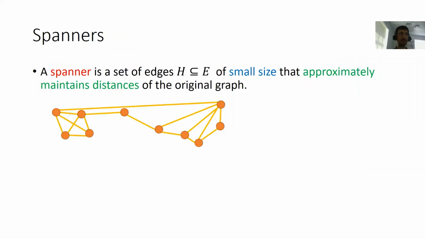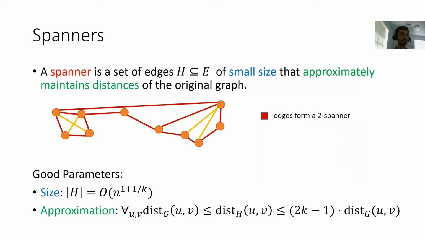So what is a spanner? A spanner is a small set of edges that approximately maintains the distances of the original graph. So let's take an example. Here in this graph, the red edges form a two-spanner on the entire graph. And we see this because for any edge in the graph, there is a path of at most two that spans this edge. Meaning if we have some path of length L, we have a path on the red edges of length at most 2L, meaning the distances are approximated by a factor of 2.